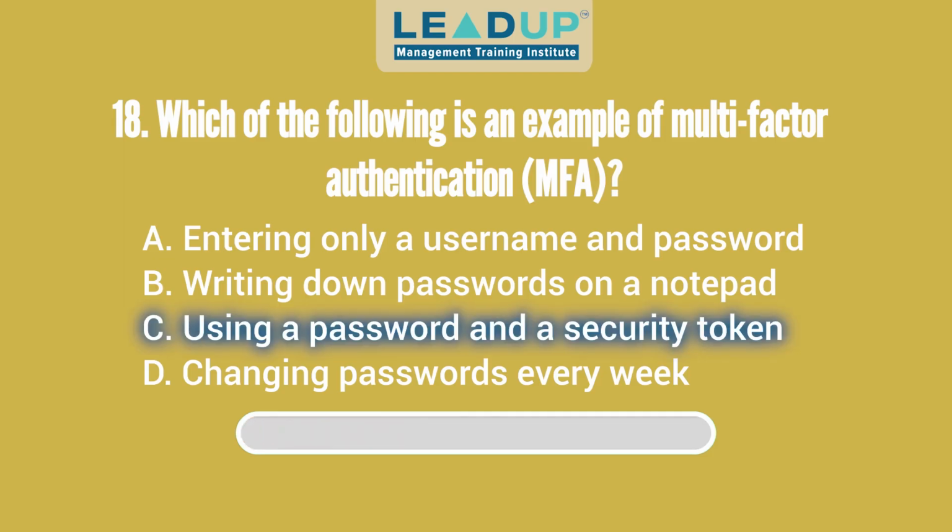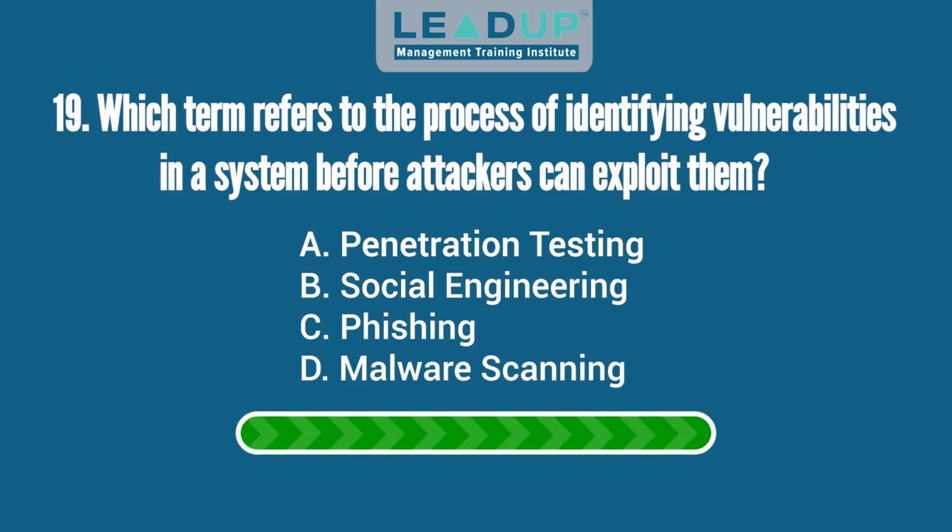Answer: using a password and a security token. Question 19. Which term refers to the process of identifying vulnerabilities in a system before attackers can exploit them? A. Penetration testing, B. Social engineering, C. Phishing, and D. Malware scanning.